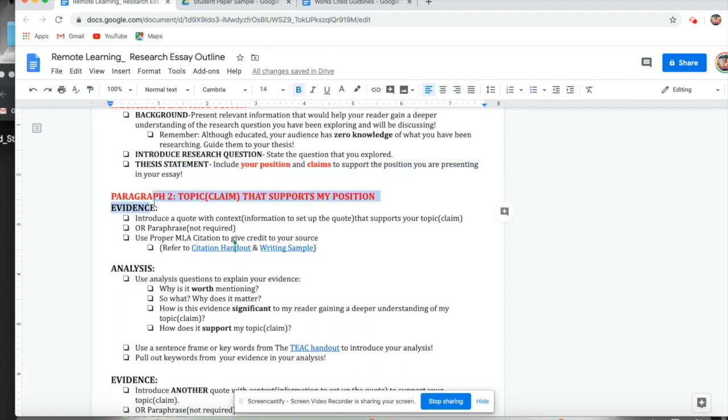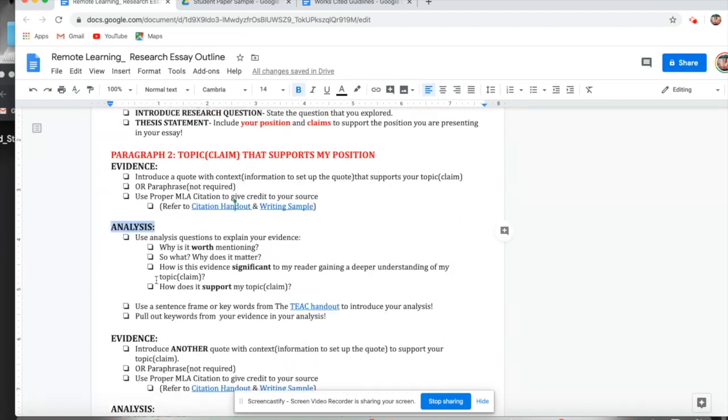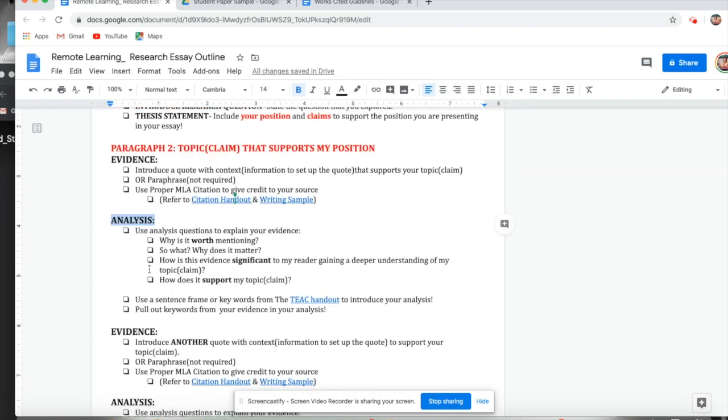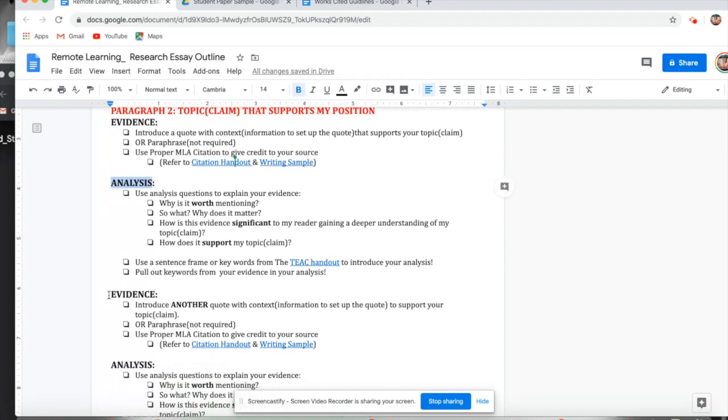So paragraph 2, you've given me a claim. I don't know what your position is on the question, but whatever it is, this is supporting. It's going to follow the TEAC: topic, evidence, analysis. It's a little bit different, not dramatically, we're taking out the C. So you're going to go T, E, evidence, A, analysis, E, evidence, analysis. So it's going to be a T, E, A, E, A situation.